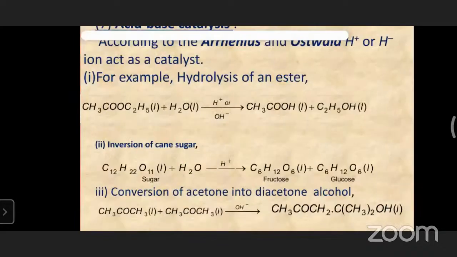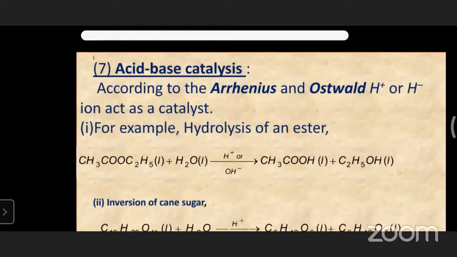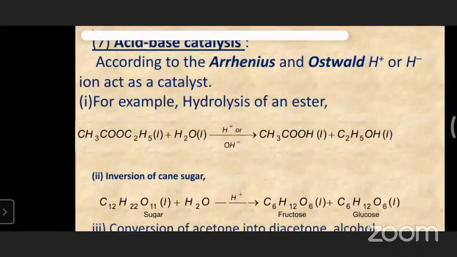Now, acid-base catalysis. According to Arrhenius and Ostwald, H+ or OH- ions act as a catalyst. According to Arrhenius, substances which give H+ ions in their aqueous solutions are called acids, as we know very well. Bases are those which give OH- ions in their aqueous solutions. Based on that, acid-base catalysis is defined, with examples.